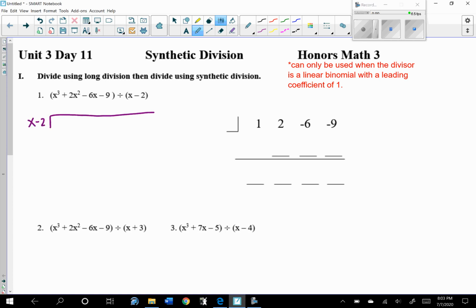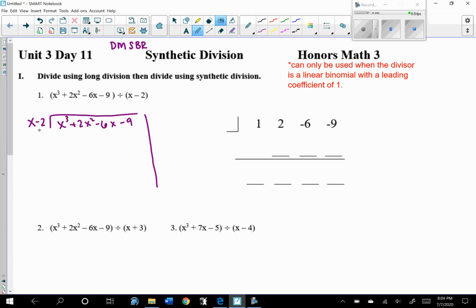and then the dividend is x cubed plus 2x squared minus 6x minus 9. We are not missing any zero placeholders, so we don't have to worry about that. And then "Does McDonald's Sell Burgers? Repeat" is what we use to help us remember the steps. So for this, the work is off to the side.